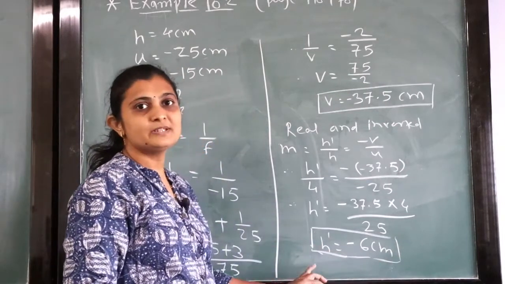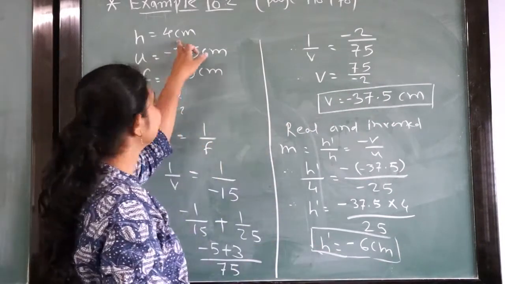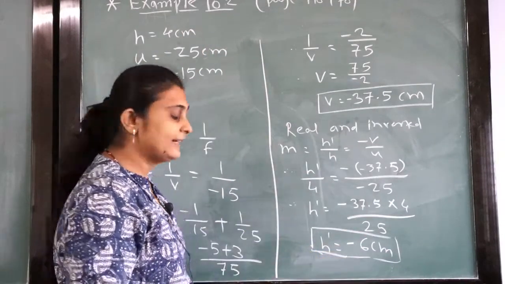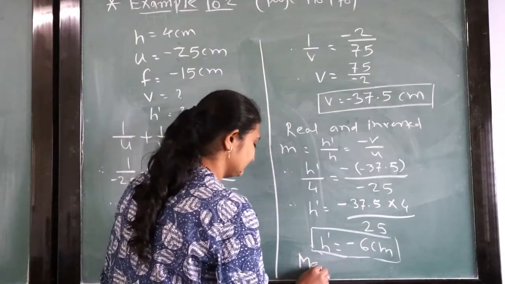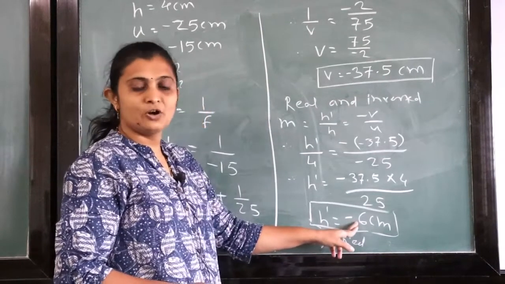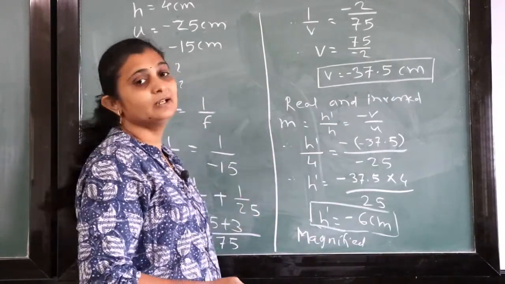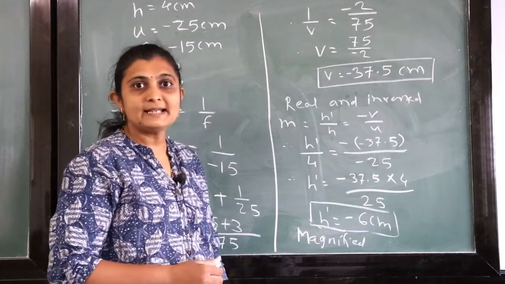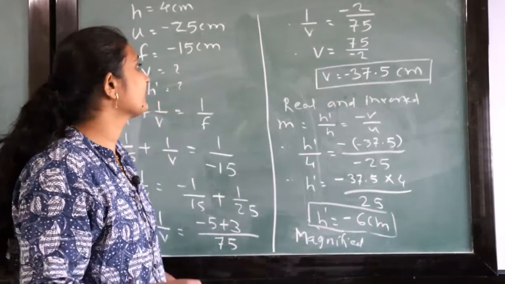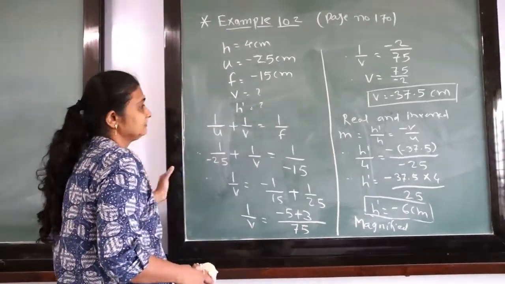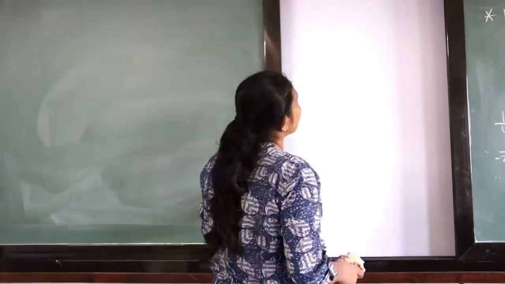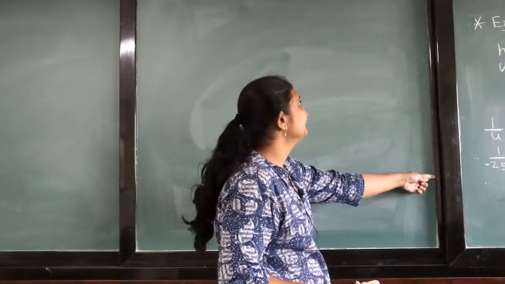Now our object is of height 4 centimeter and we get image 6 centimeter. So our image is magnified, larger than the object. Here we completed example 10.2. Now next topic is refraction. Refraction of light.